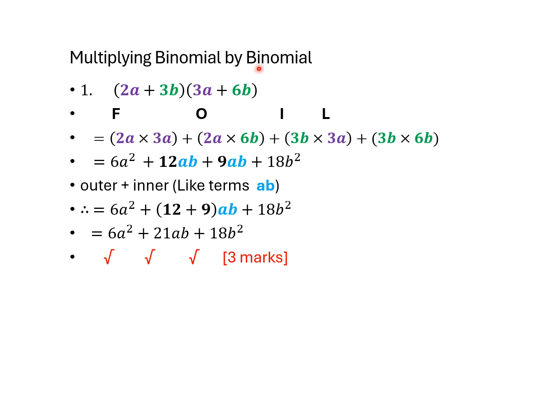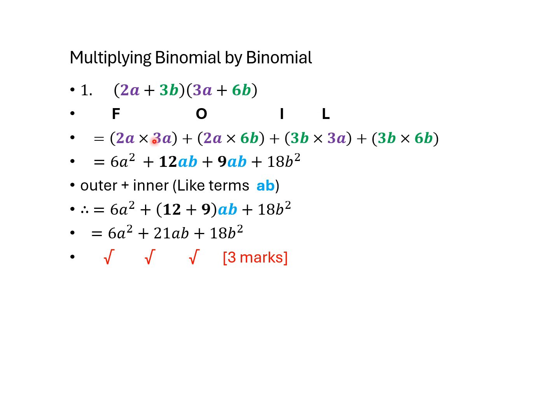So multiplying binomial by binomial, we have 2a plus 3b, times 3a plus 6b. If I take my first, that would be 2a times 3a. Outers, positive times positive is positive, 2a times 6b. Inner, positive times positive stays positive, 3b times 3a. My last terms, positive times positive stays positive, 3b times 6b.